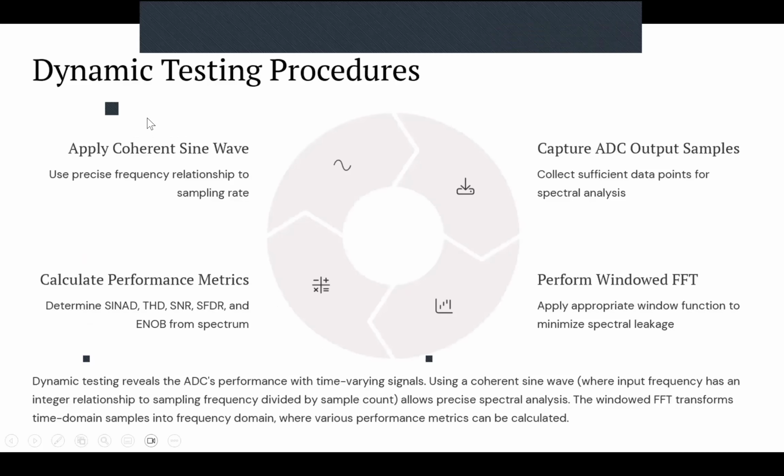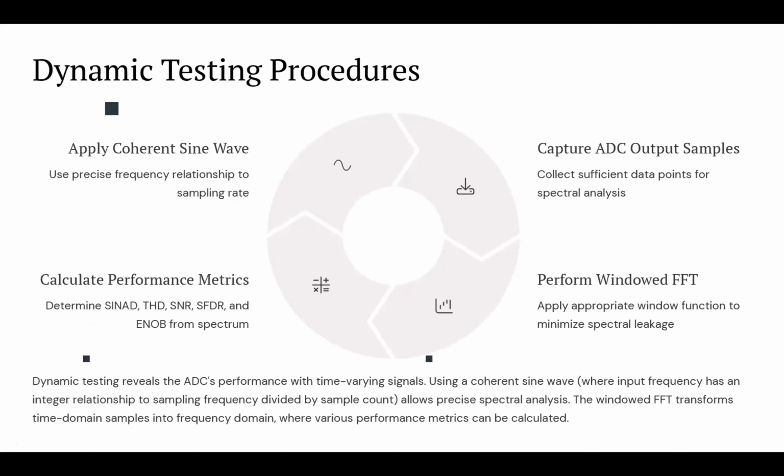For dynamic testing, the procedure is you apply a dynamic input, could be a coherent sine wave. Normally it is a coherent sine wave. Okay, you capture the output, you run an FFT, and then you calculate the parameters that you want based on the FFT of the output of the ADC.